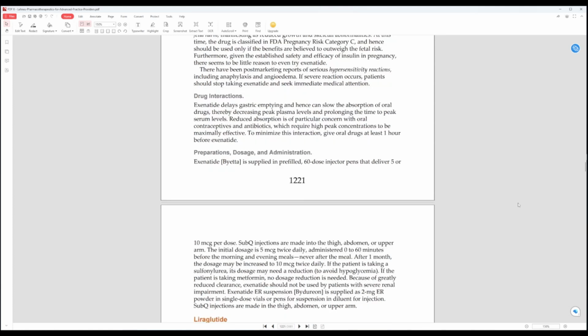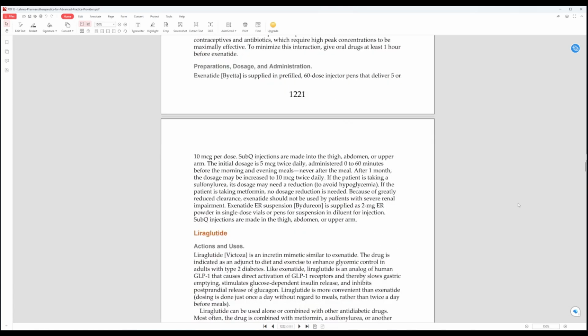Drug interactions. Exenatide delays gastric emptying and hence can slow the absorption of oral drugs, thereby decreasing plasma levels and prolonging the time to peak serum levels. Reduced absorption is of particular concern with oral contraceptives and antibiotics, which require high peak concentrations to be maximally effective. To minimize this interaction, give oral drugs at least 1 hour before exenatide.